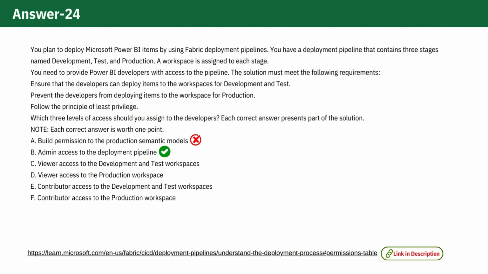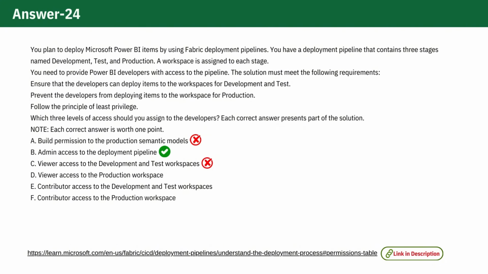Option C. Viewer access to the development and test workspaces. Viewer access is too restrictive. To ensure that developers can deploy items to the development and test workspaces, they need contributor access, which is option E, making it the correct answer.